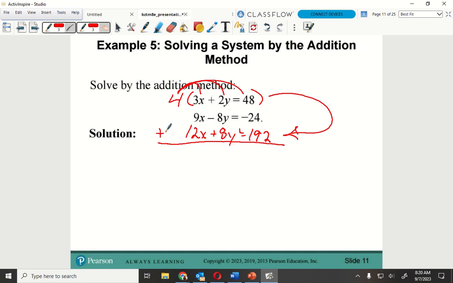Anyway, so 9 plus 12 is 21x. And I have my negative 8y and my positive 8y. So negative 8 and positive 8 gives me 0. Is it negative 0? No. 0 is not positive or negative. So negative 8 and positive 8 is going to give me 0, which is my magic number, and that goes away. Yes?